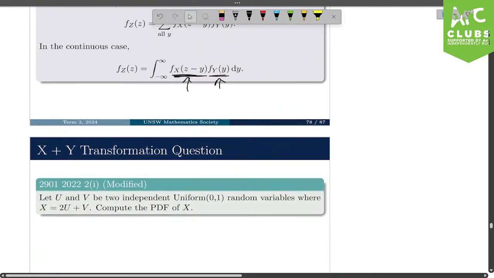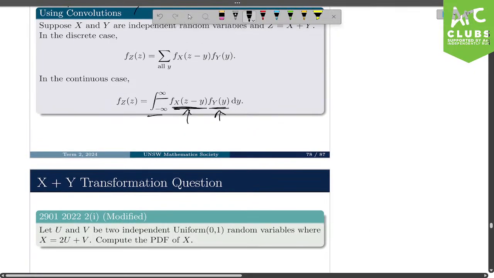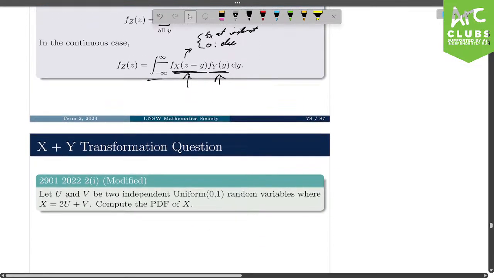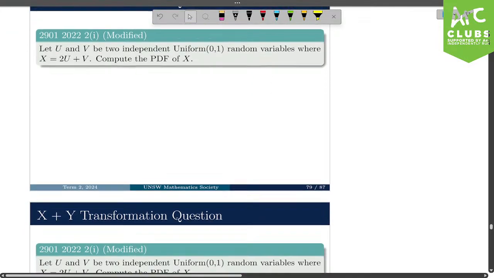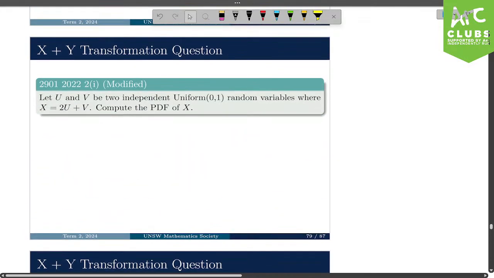And so, since we're integrating between negative and positive infinities, we need to ensure that f_X and f_Y are defined between those infinities. So we're going to end up with piecewise functions, where it's 0 elsewhere, f of x at interest, right? Yeah, that's what that says. Okay, so before I start getting straight into the math, any questions so far?